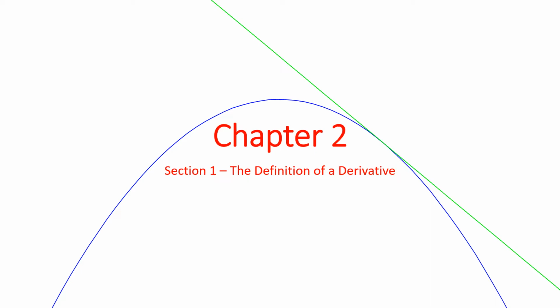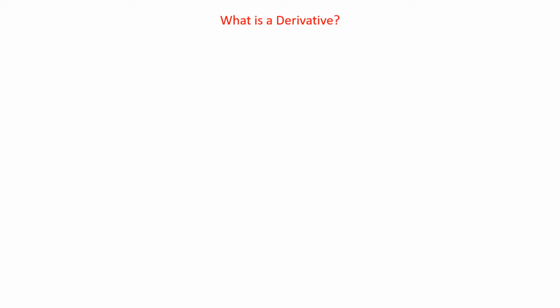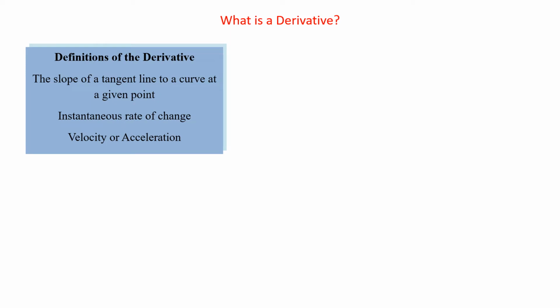So, looking at this one, we're looking at the definition of a derivative. So, what is a derivative? Derivatives have some meaning. Derivatives can be the slope of a tangent line to a curve at a given point, instantaneous rate of change, velocity or acceleration, depending on what we're talking about. But the biggest thing that derivatives are, what is a derivative? A derivative is a slope. That is huge. The derivative is a slope.